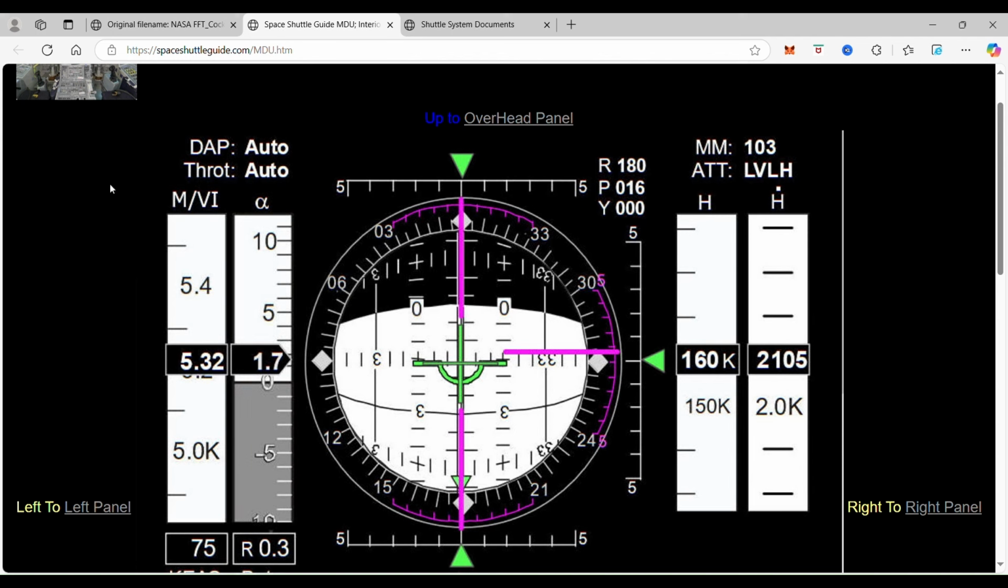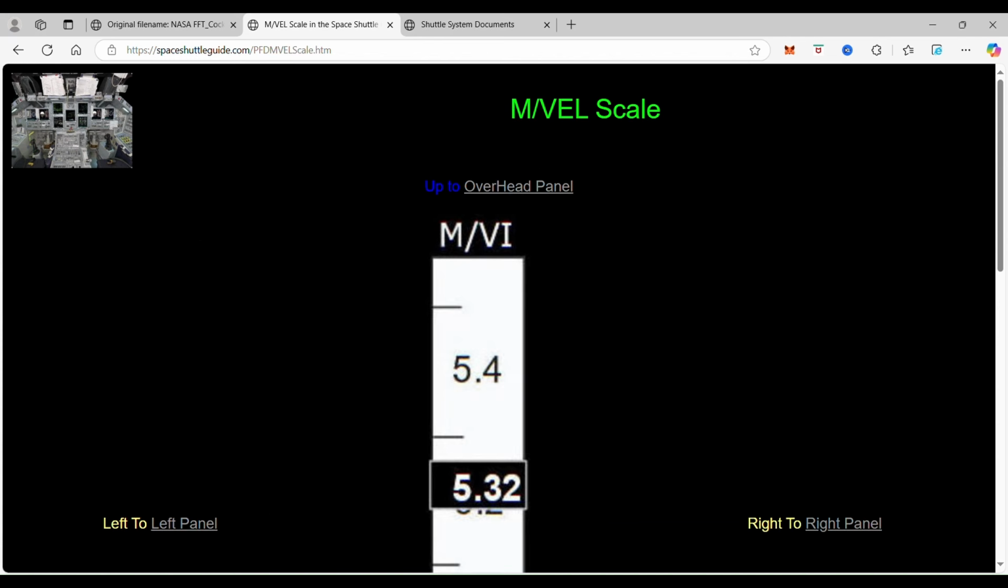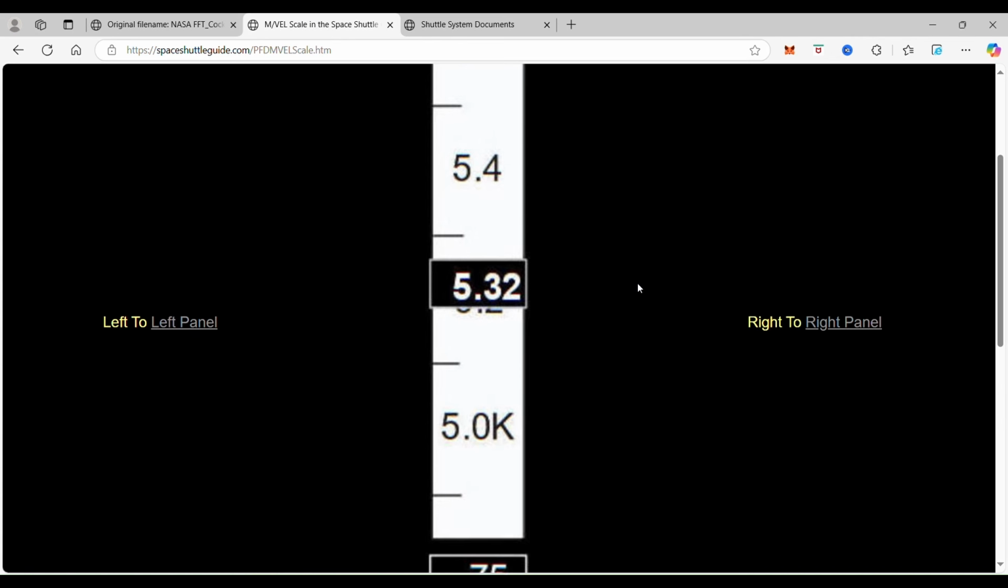We're going to start all the way over on this side with the Mach velocity scale, which is the Mach velocity here, and we're going to show you what those are. And when you click on that tape, it takes you to the Mach velocity scale tape page.